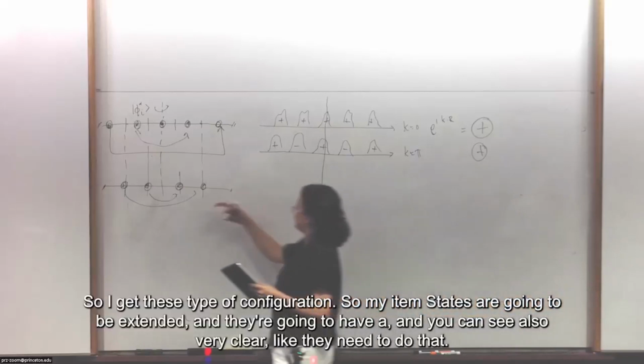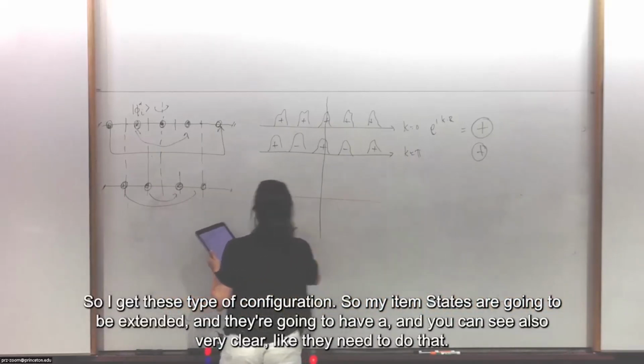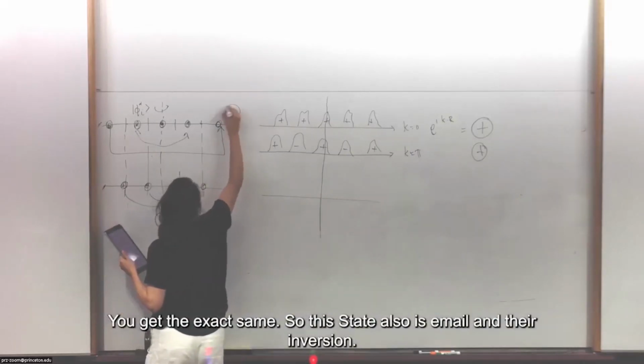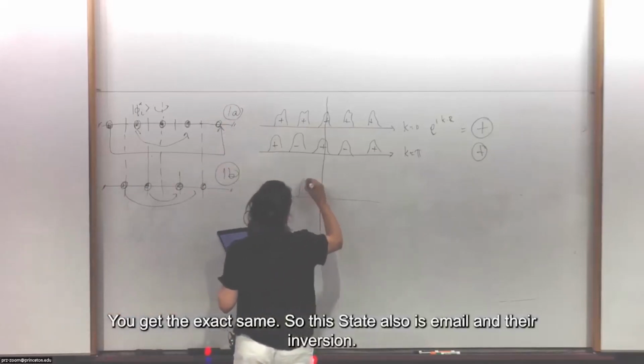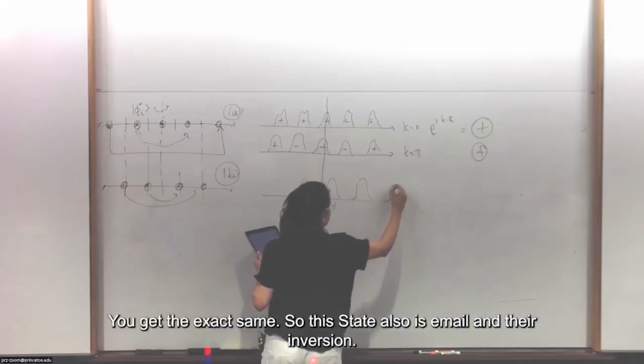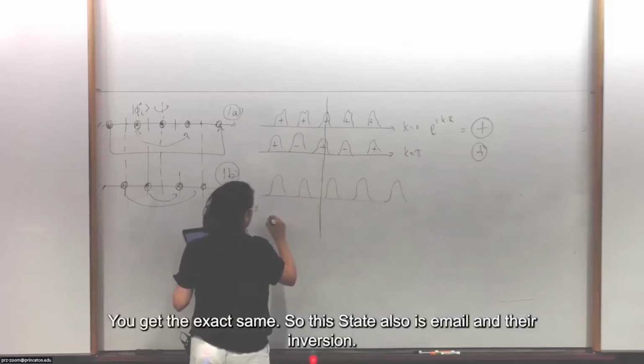Now, in the second scenario, where this was 1A and this was 1B, my electron charge is located away from this period.